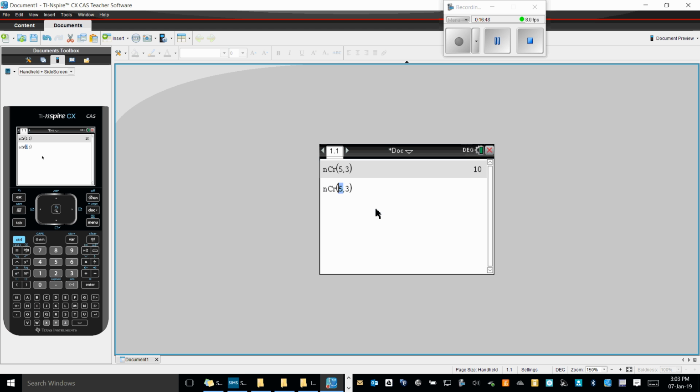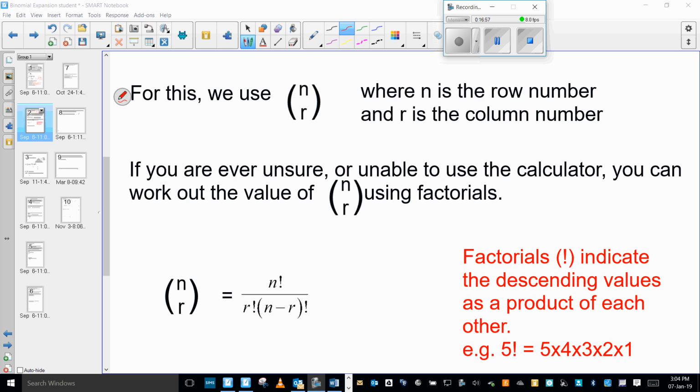What was it? 6, 5 was it? There we go, 6. Lovely jubbly. So that's how we would use our calcs.